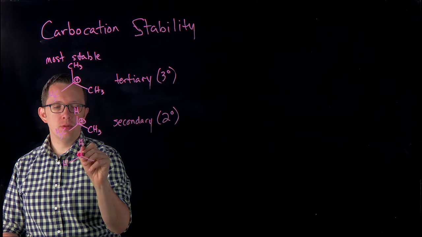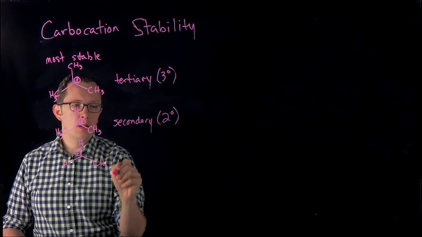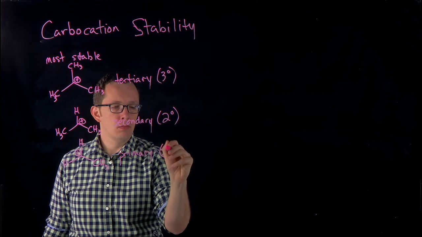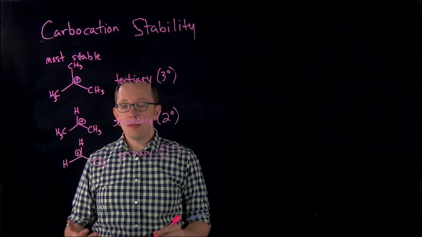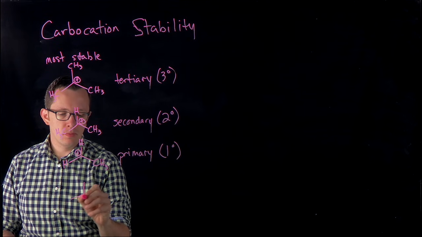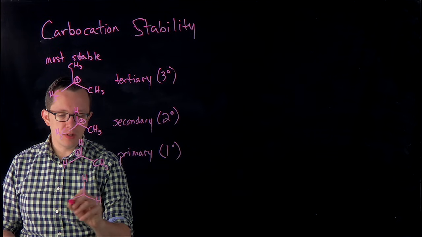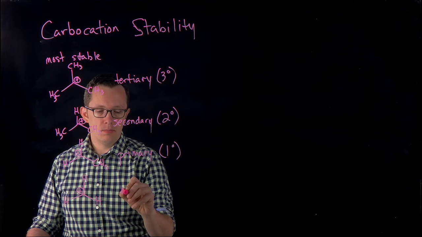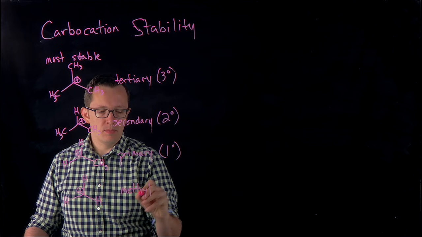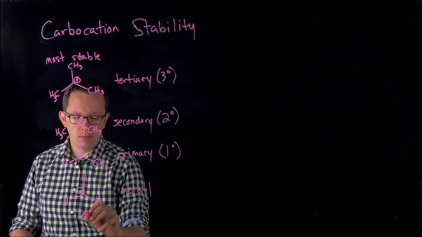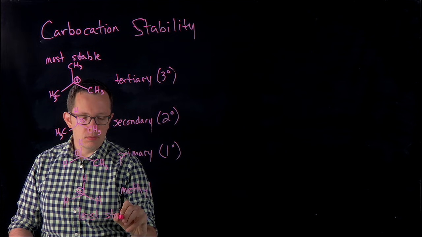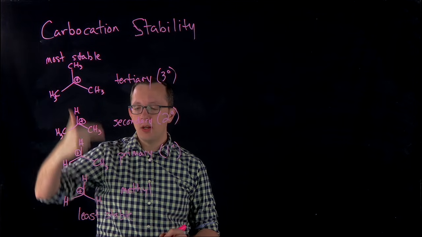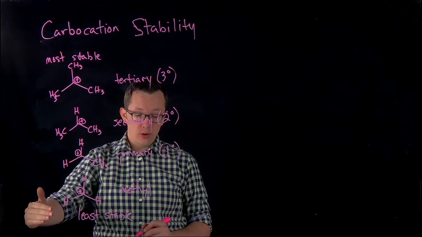Now we replace 2 methyl groups with hydrogens. This is now a primary carbocation. And finally, the least substituted carbocation possible will be where we have all hydrogens around it. And so this is the methyl carbocation. And this is least stable. So our more stable carbocations are going to be lower in energy. Our less stable carbocations are going to be higher in energy.